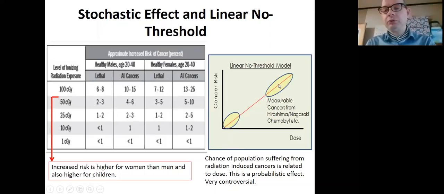This linear no threshold model is basically what regulators use as a way of assessing risk. It is the most reasonable, but it's also very controversial. You have to have some kind of measure of risks. This is one way to measure it. This is what the regulators tend to use. But we really don't know what happens. The curve could go up like this, or the curve could go down like this. We really don't know because it's so hard to measure in this area. And this is actually a very controversial area and an area of a lot of research.